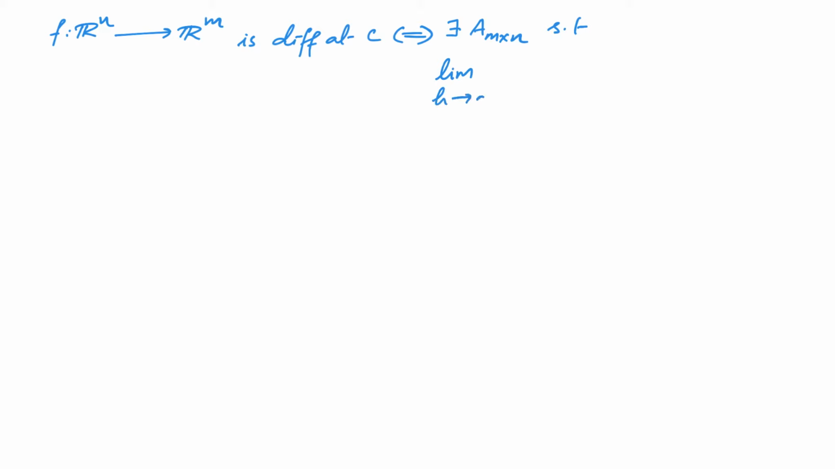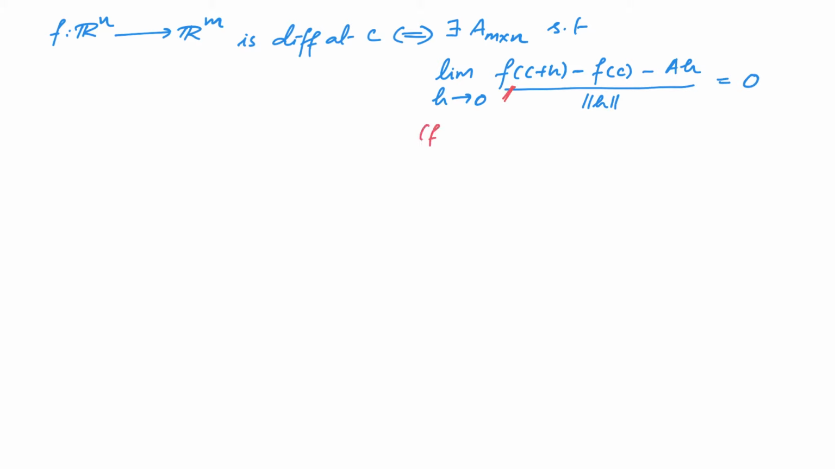In the previous video, we saw that a function f from Rn to Rm is differentiable at the point c if and only if there exists some m cross n matrix, let's call this matrix A, such that the limit as h tends to 0 of (f(c+h) - f(c) - Ah) divided by norm h is equal to 0. Here Ah means the linear map A acting on h.